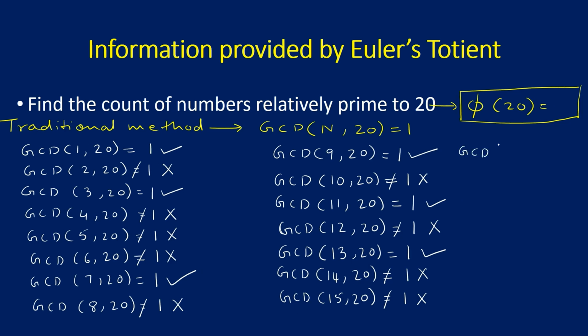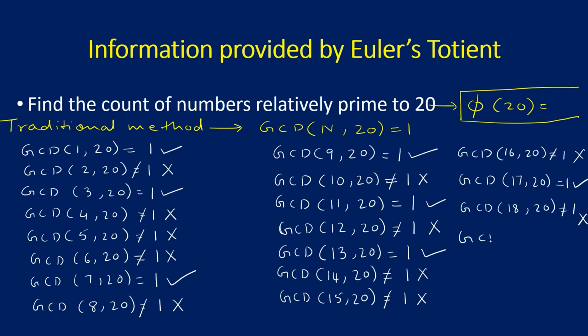So what about 16? GCD between 16 and 20 is not equal to 1 because there are many common divisors other than 1. So 16 and 20 are not co-prime numbers. Then we'll check number 17. 17 and 20 have only one common divisor, which is 1. Therefore GCD of 17 and 20 is 1. So 17 and 20 is co-prime. What about GCD between 18 and 20? It is definitely not 1 because 18 and 20 share many common divisors other than 1, and 18 and 20 are not co-prime numbers. And the GCD between 19 and 20 is equal to 1. There is no common divisor between 19 and 20 other than 1.